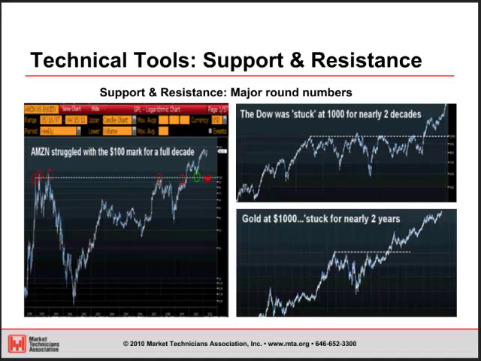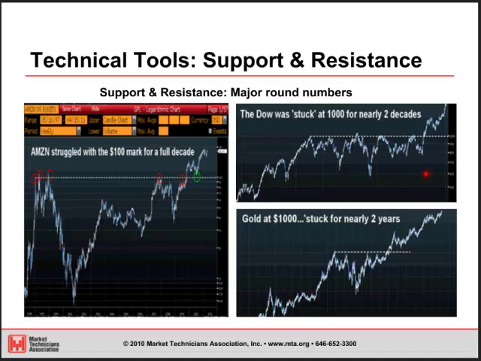The Dow Industrials stuck basically at 1,000 for nearly 2 decades, from back here in the mid-60s all the way up to the early 80s when it finally broke out for the last time. And that's 1, 2, 3, 4, basically 5 major times that it kick-started significant declines from that level.